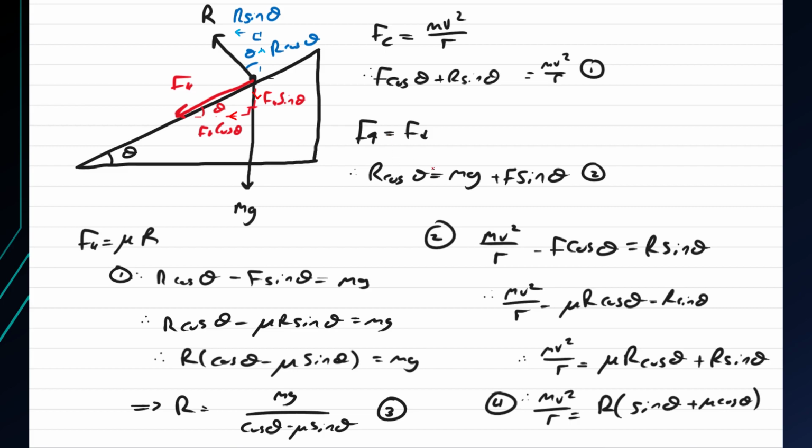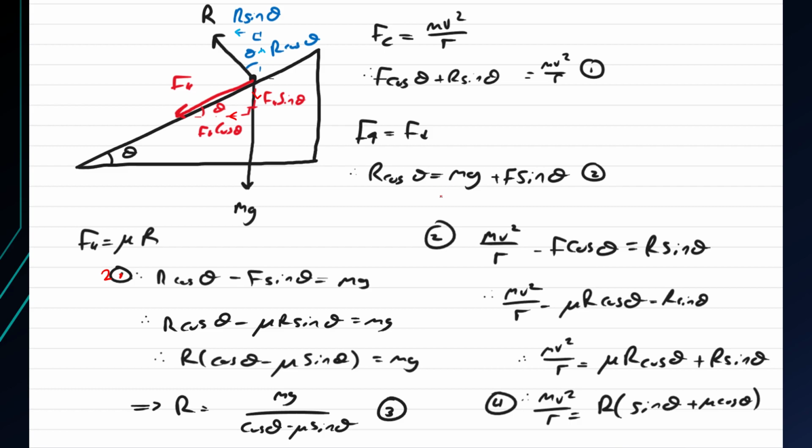Now, forces up equals forces down. R cos theta upwards equals mg plus F sine theta. So both of those are acting directly downwards, opposite to R cos theta. So if we take equation 1, we get R cos theta minus F sine theta equals mg. So this is actually equation 2, rather. I should realize that's equation 2.